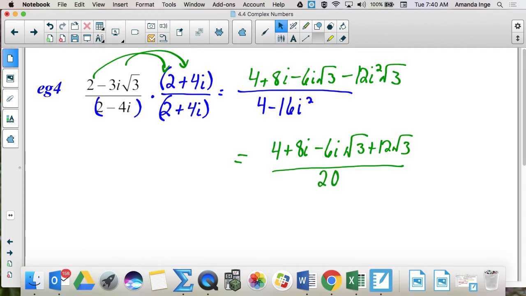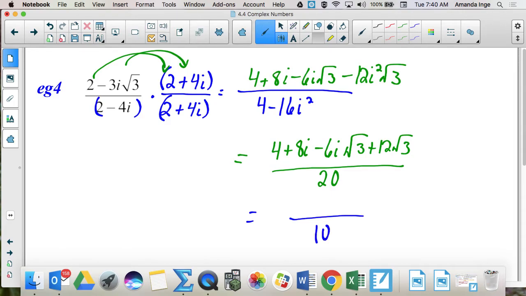Because I can divide 2 into each one of these, I should. So that would be 10 in the denominator, 2 plus 4i minus 3i square roots of 3 plus 6 square roots of 3.